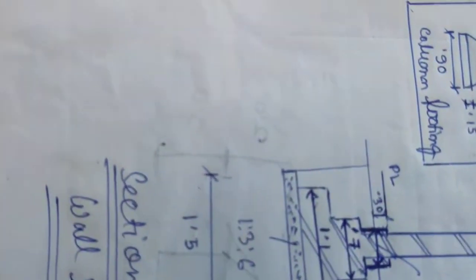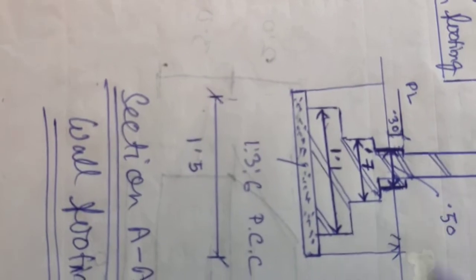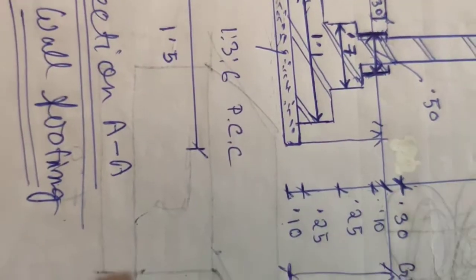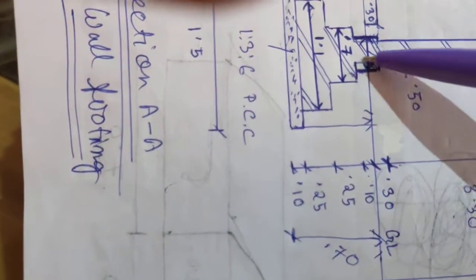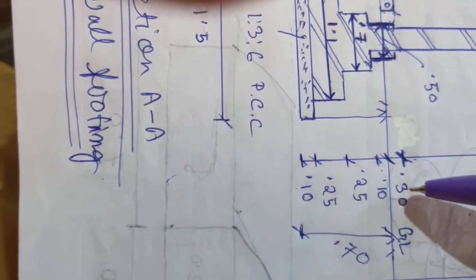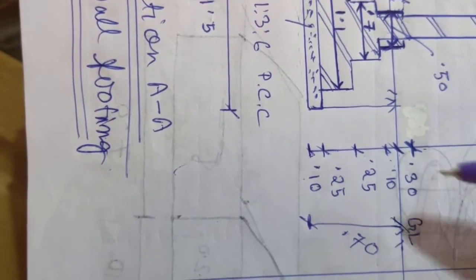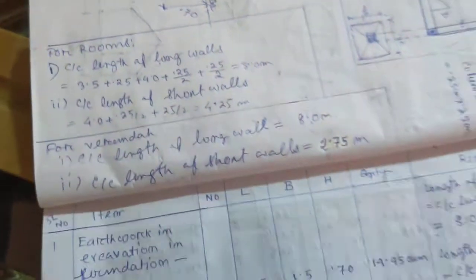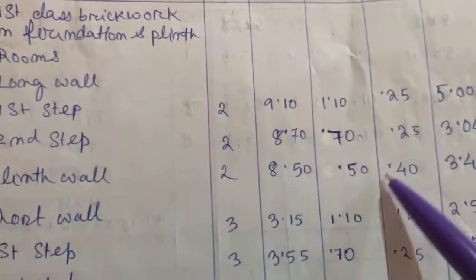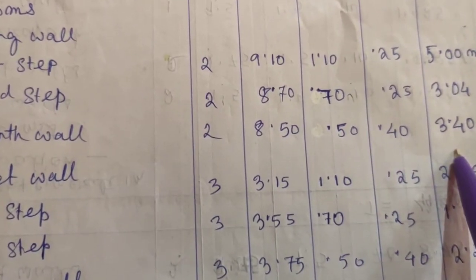So what is the height of the plinth wall? Let us see in the drawing. Height of the plinth wall, up to the ground level it is 0.1 and above the ground level it is 0.3. Here can you see it? Up to the ground level it is 0.1 and above the ground level it is 0.3. So 0.1 plus 0.3 is 0.4. So height of the plinth wall is 0.4. So again number into length into breadth into height is your quantity.